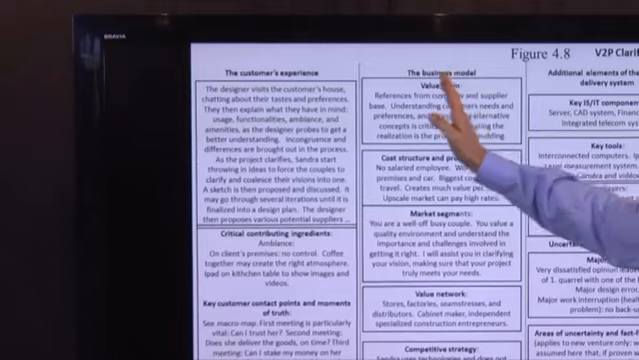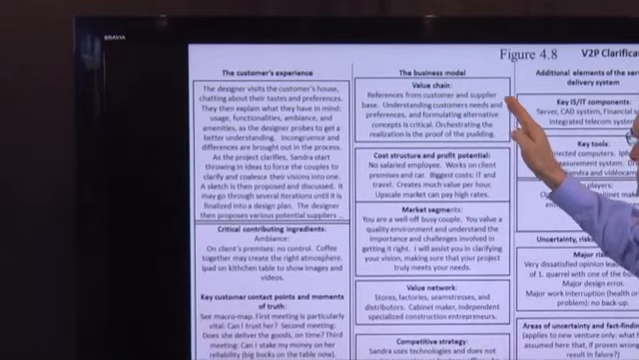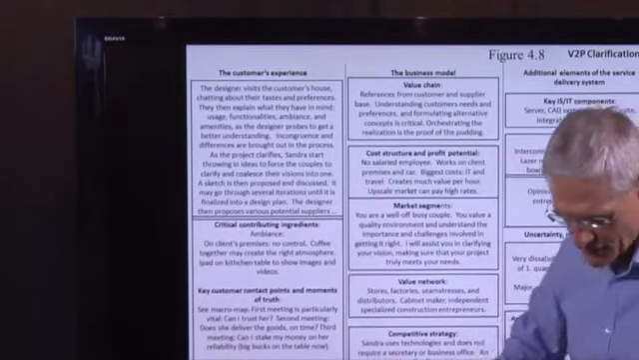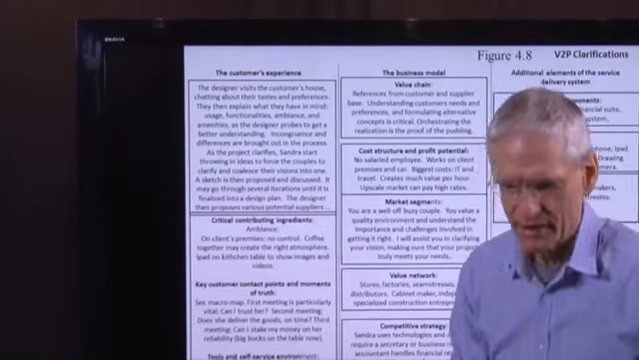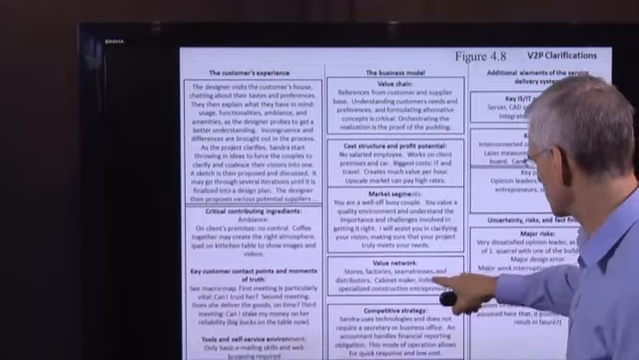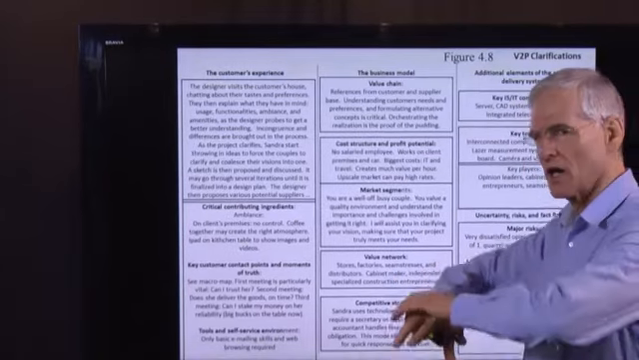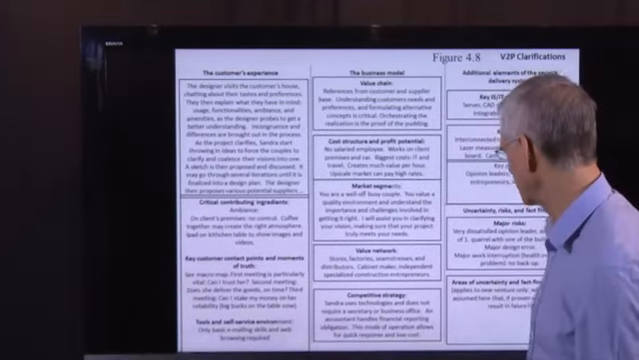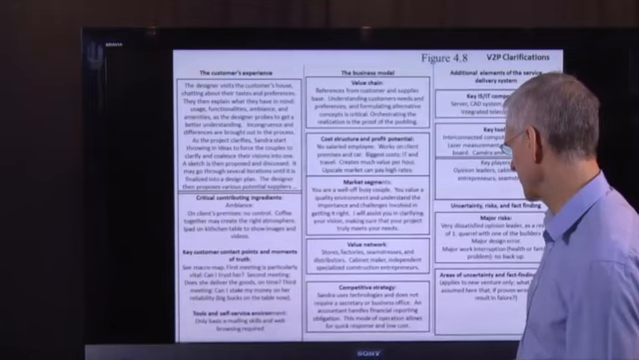The value chain, horizontal. The value chain is vertical towards the customer. The supply network, the stores, the factories, the seamstresses, and the distributor, the cabinet maker are the people creating value around the customer.